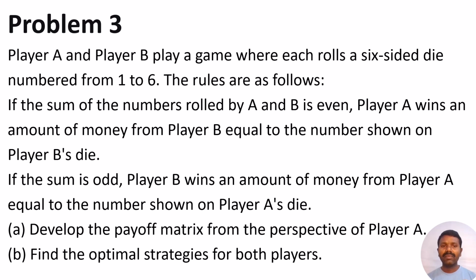So if the addition of the numbers is even, player A will get the value equivalent to player B's die number. For example, when he is throwing the die, suppose he gets 1 and player B got number 3, so 1 plus 3 is an even number, so player A will get 3 rupees. So likewise they are going to get the money.